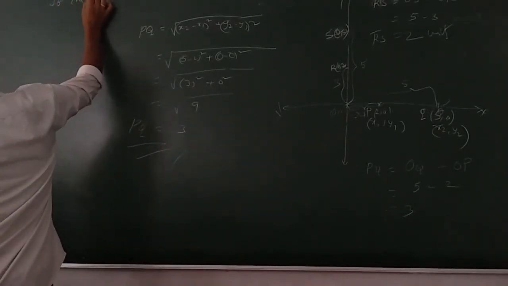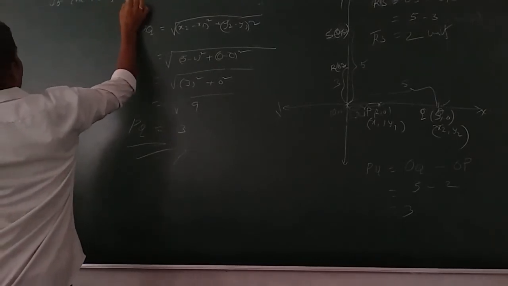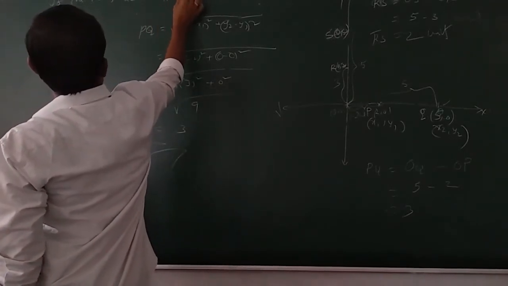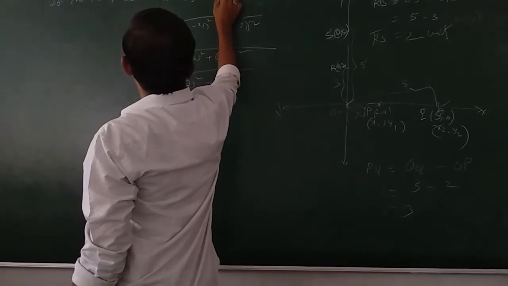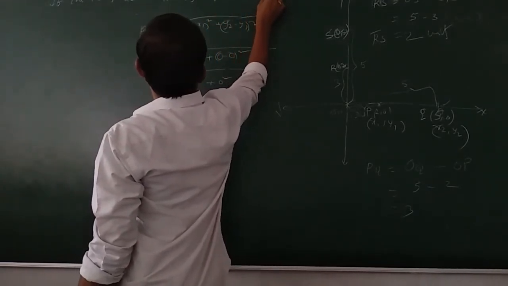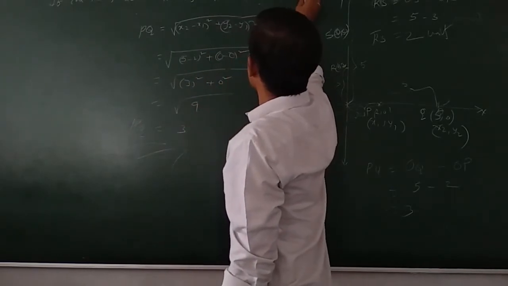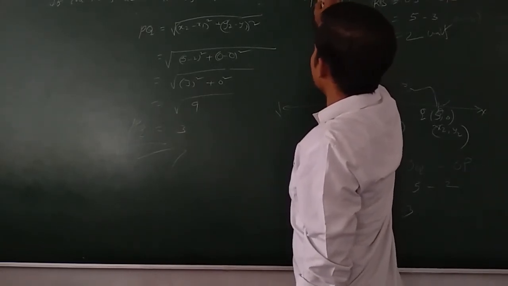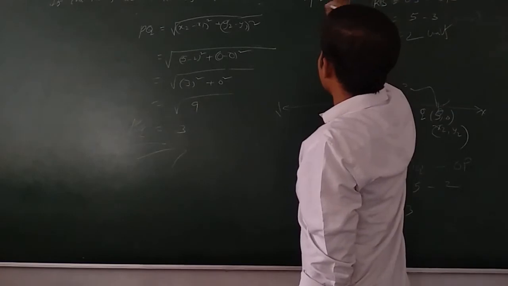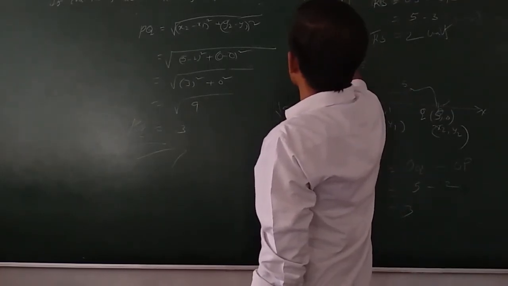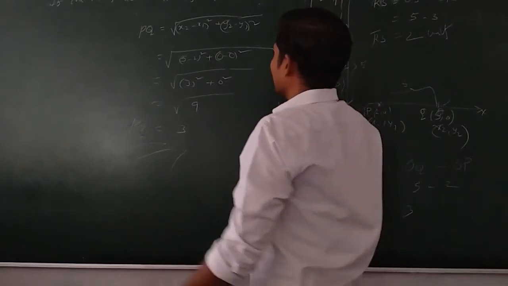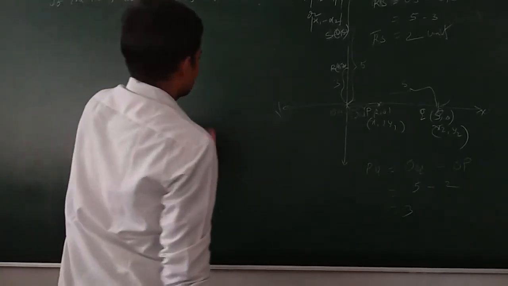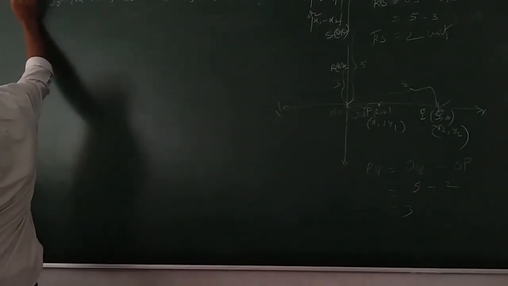Important note, the points lie on x-axis. If the points lie on x-axis, distance between them is modulus of x2 minus x1 or x1 minus x2. Anyway you can use. Note this.